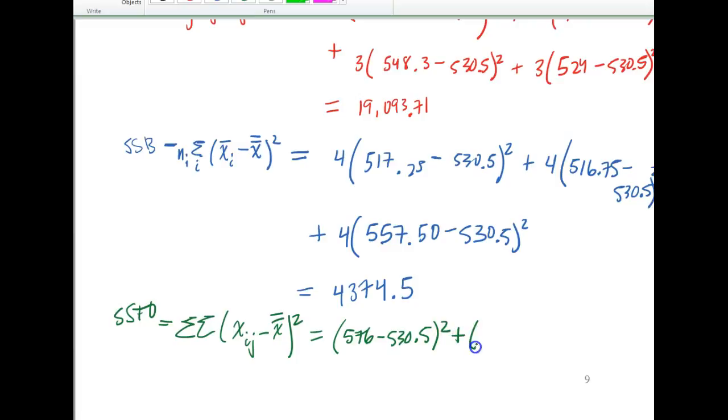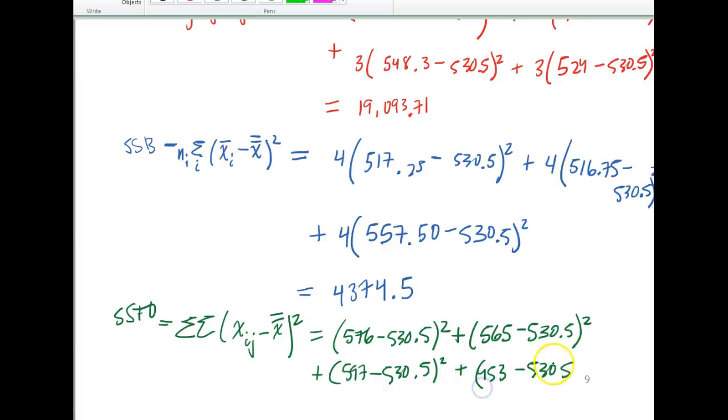And then the next one is 565 minus 530.5 squared plus 597 minus 530.5 squared plus 453 minus 530.5 squared, so on and so forth. Okay? So it's going to be the whole data set.